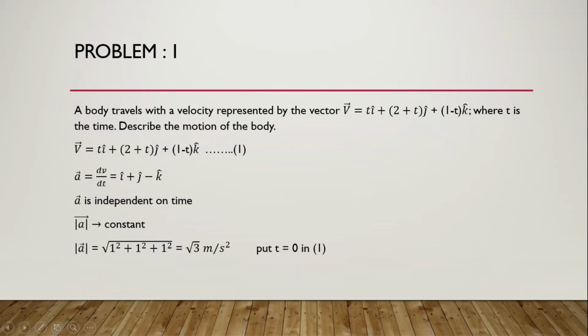So 1 i cap means 1, plus j cap is 1, plus k cap is minus 1, inside the root, since we are taking magnitude, right? So when we square, what happens, the minus becomes positive. So 1 square plus 1 square plus 1 square becomes 3. So root of 3. Sorry, 1 square plus 1 square plus 1 square will become 3. Therefore root of 3 meter per second square. So this is the value of our acceleration.